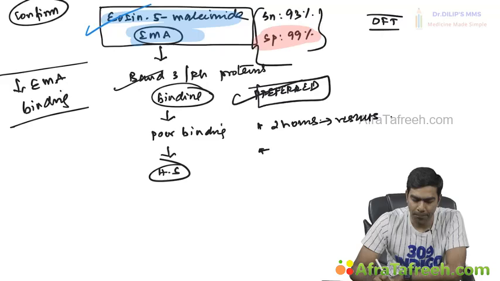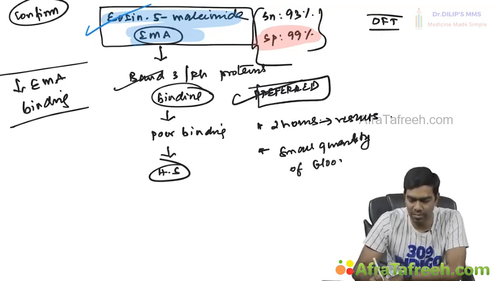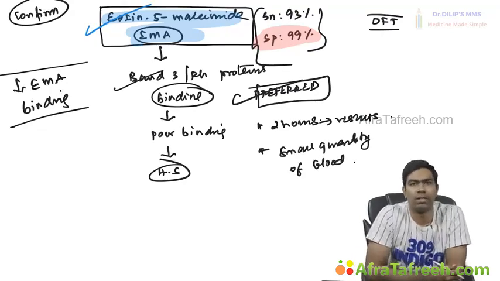And you need only a small quantity of blood, whereas in OFT you need a large quantity of blood. In an already anemic patient, you have to think twice, but this test needs only a small quantity of blood. Very fast results, small quantity of blood. All these things tell you that EMA is one of the best and preferred tests in case of hereditary spherocytosis.